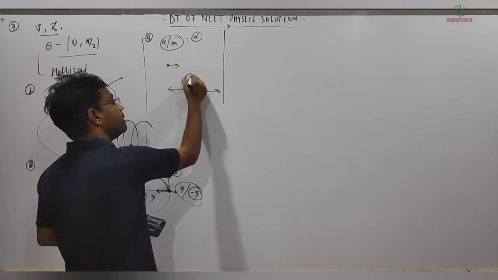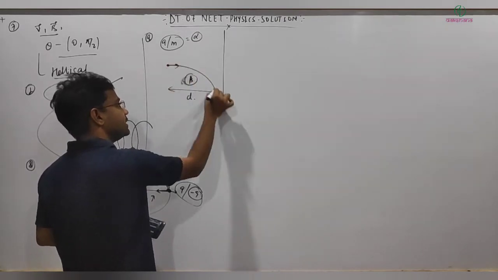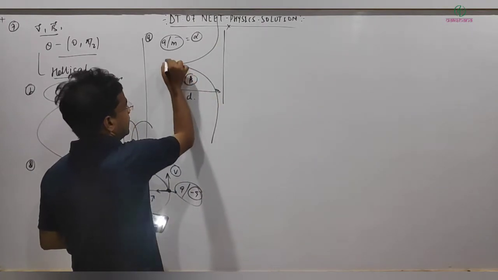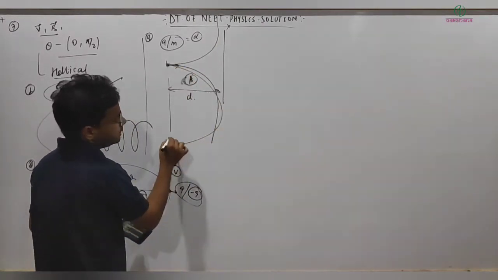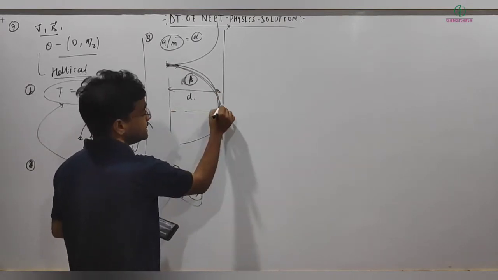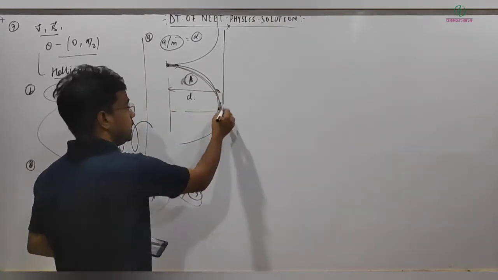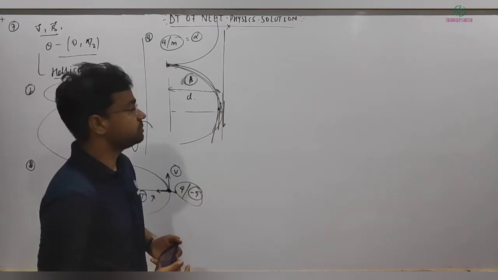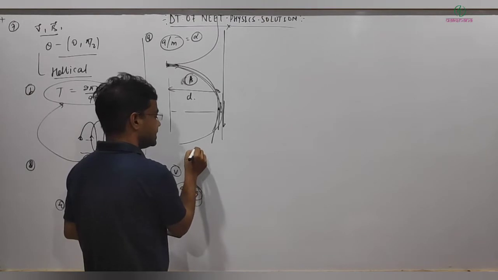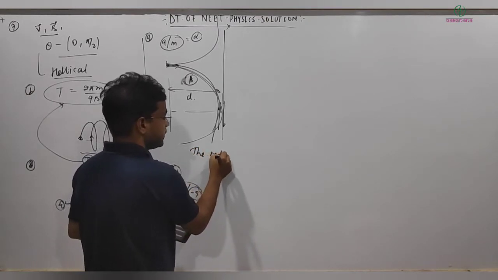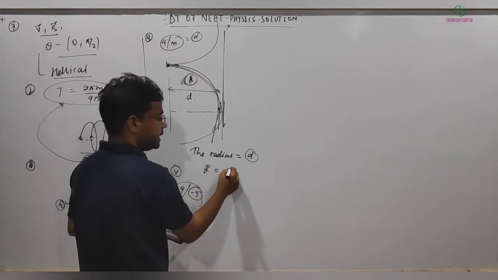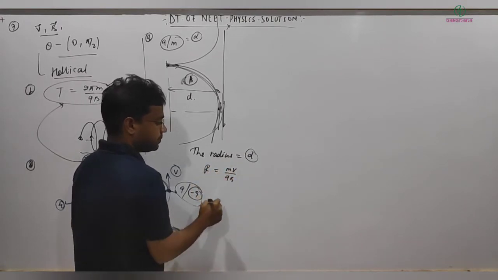What will happen if the particle is turning this way or that way? It will ultimately describe a circle, and if it is going just tangential just before the wall, then there is no possibility of hitting it. So the radius should be equal to d, and we know r is given by mv by qB.